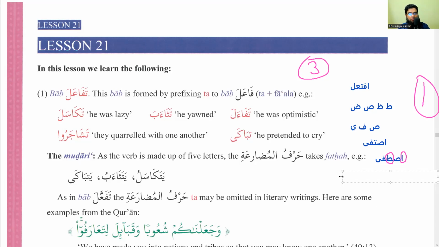And the second rule is for dal, zal, and then za, 3 letters. These, if you notice, they have similar makhraj. Dal, dal, za. So when these come, you can do anyhow, like zakara, these root letters are za, dal, kaf, ra. So you want to make it form 8. So how do you do it? You add a hamza, is takara. Now this is takara.